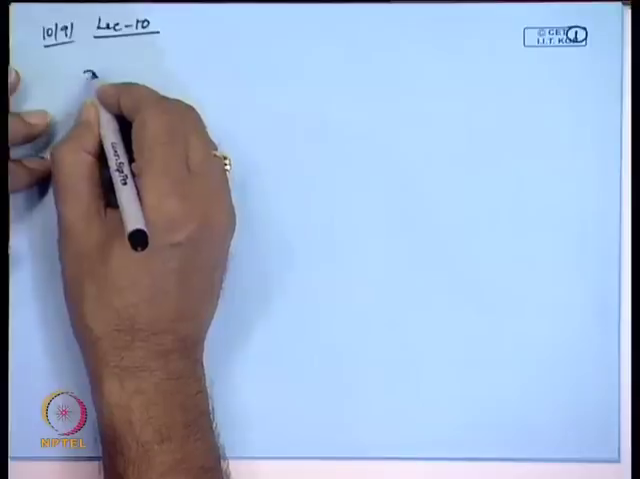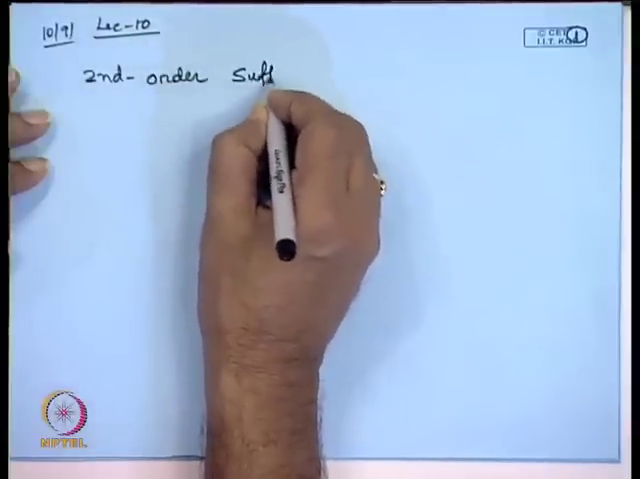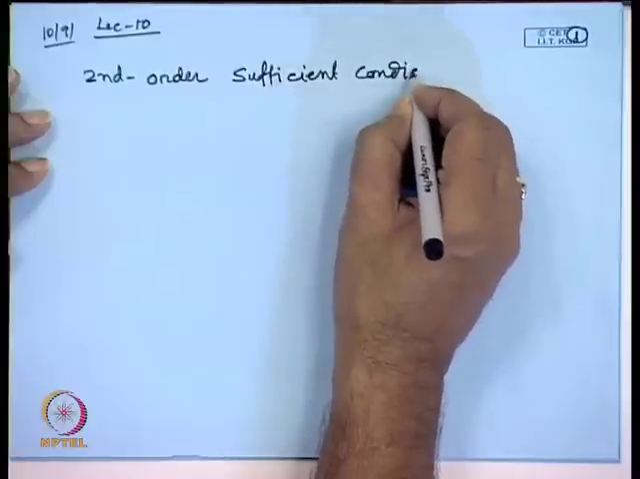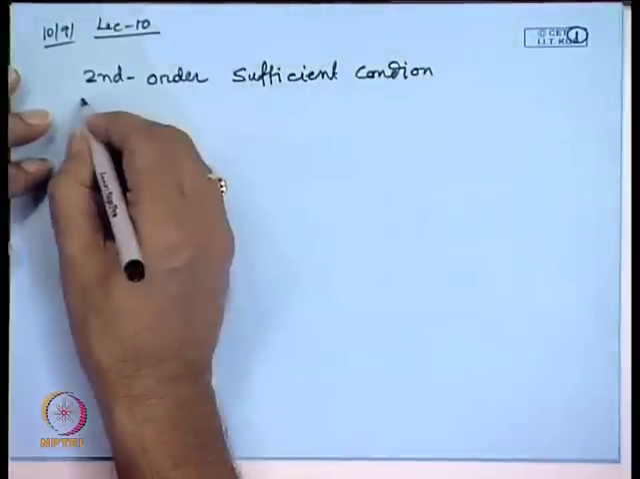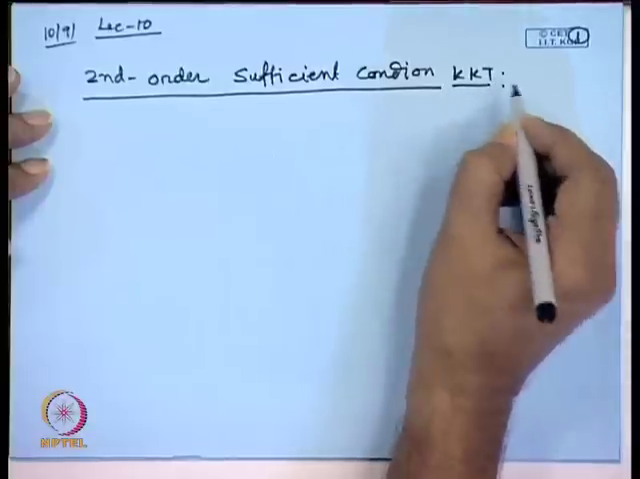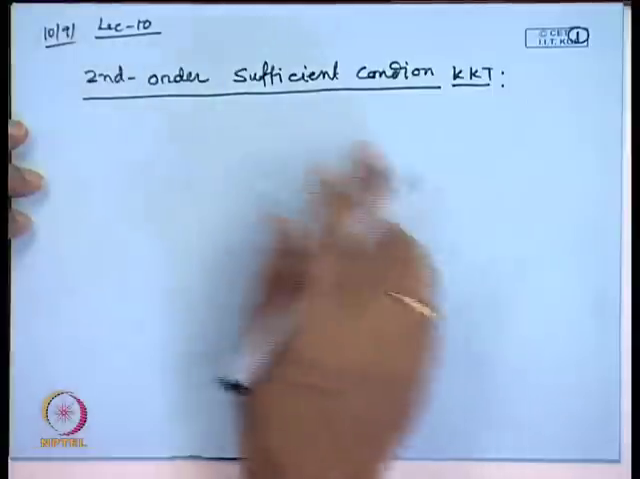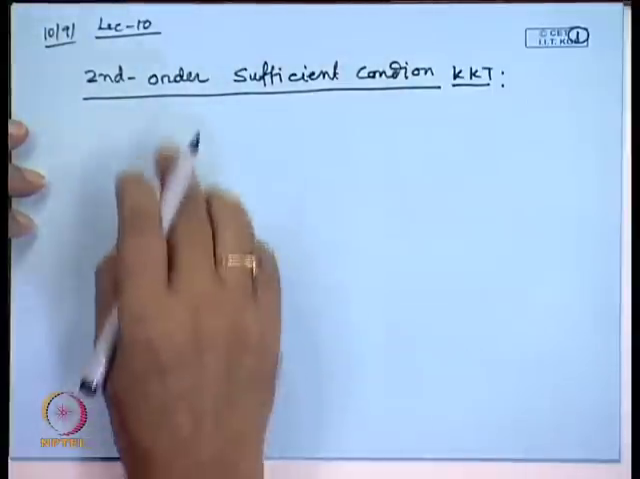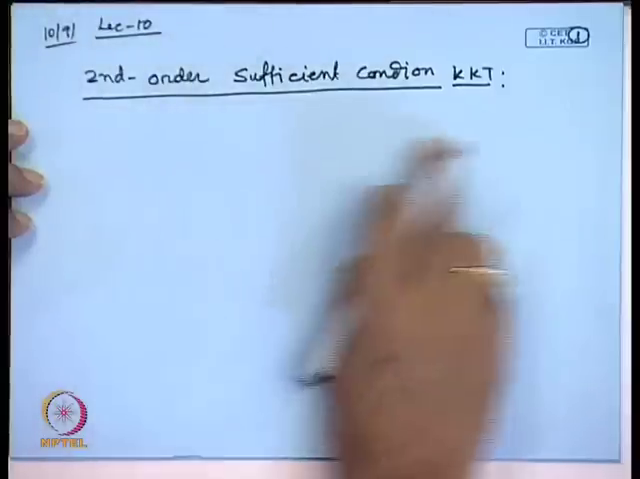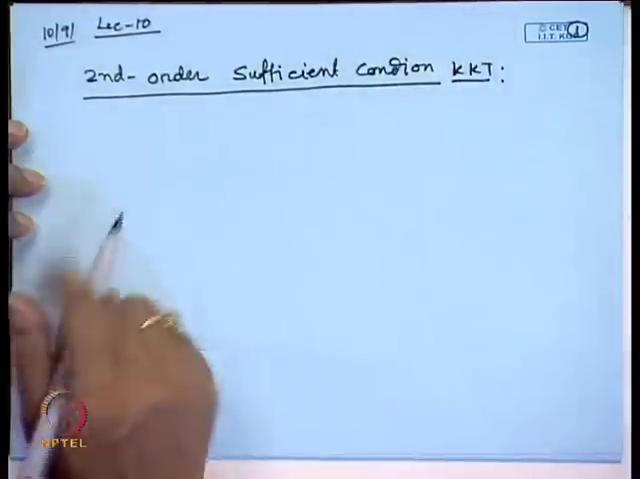So let us call that the second order sufficient conditions, KKT. Suppose that x star is the feasible point. Feasible point means the point which lies in the feasible set, and at that point the equality constraints and inequality constraints must be satisfied. So that is the feasible point.